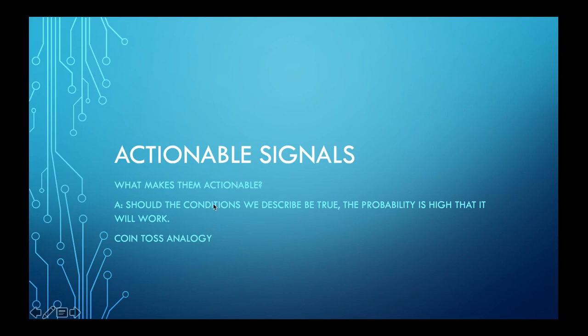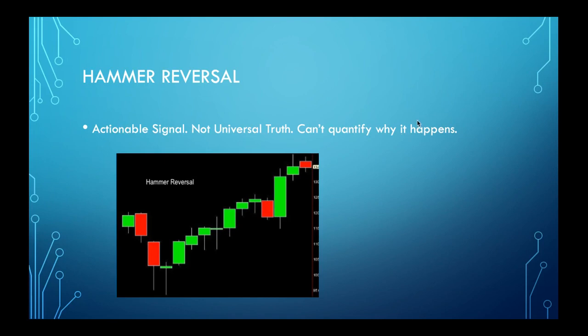So what we do with actionable signals is we help stack the odds in our favor, because we understand the conditions that make them form. Let's start with the actionable signal that is the hammer reversal. This is an actionable signal, not a universal truth, because we can't quantify why it happens. I'll get into that in a minute, but for now, we observe that the hammer happens at the bottom of a long trend. It happens at a pivot.